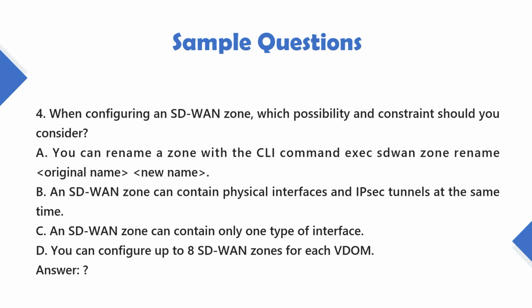4. When configuring an SD-WAN zone, which possibility and constraint should you consider? A. You can rename a zone with the CLI command exec SDWAN zone rename. B. An SD-WAN zone can contain physical interfaces and IPsec tunnels at the same time. C. An SD-WAN zone can contain only one type of interface. D. You can configure up to 8 SD-WAN zones for each VDOM.